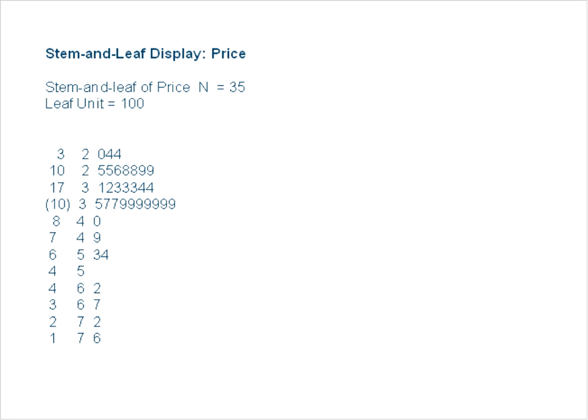Okay, let's look at a little more complicated one. This is an alternative display. This is known as a stem and leaf display, or sometimes it's called a stem and leaf plot. And I used the same sort of variable. It's still doing the price. There's a sample of 35. It makes out what's a leaf unit of 100. Remember, that dropped the 2 zeros off of it.